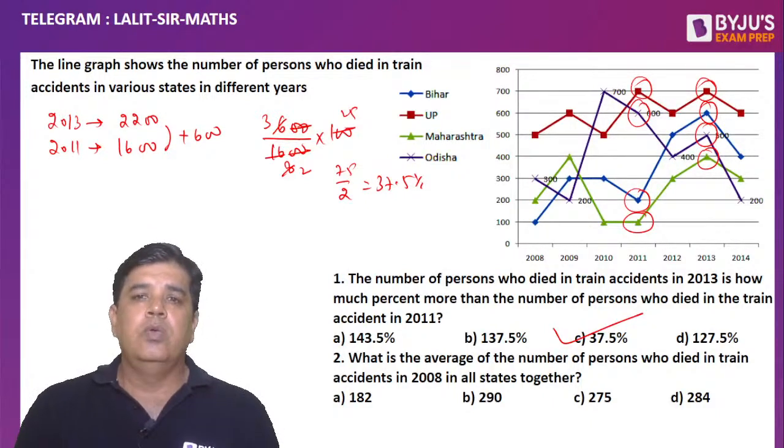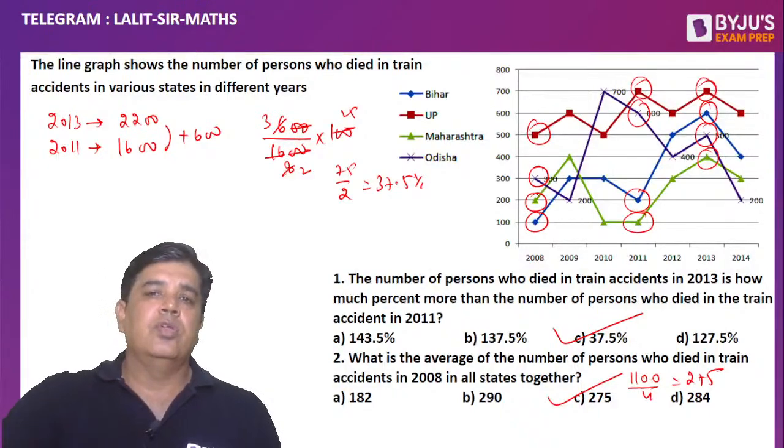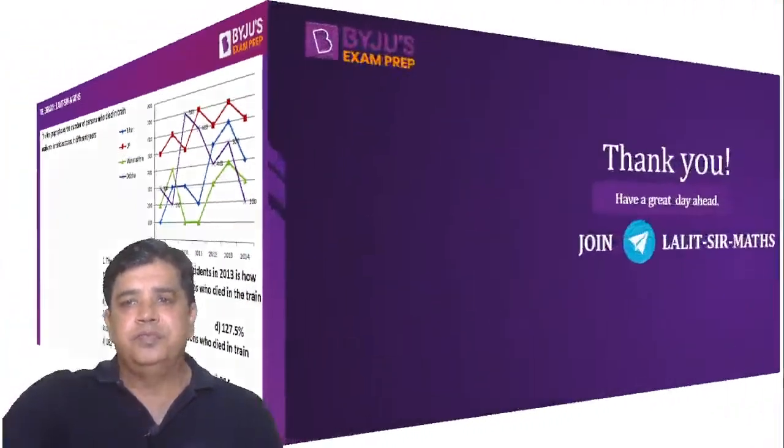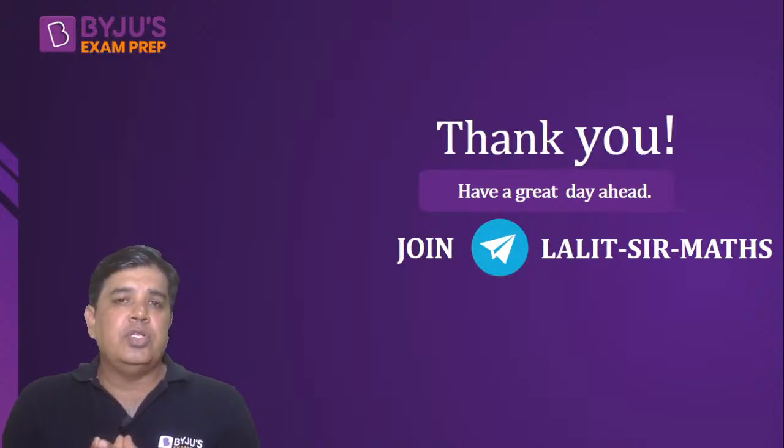What is the average number of persons who died in the train accident in 2008 in all these states together? 2008: 100 and 200, 3 and 3, 6, 1100. 1100 people died in 4 states. So 275 is the average. So the answer is C part. So that's all with the very first type of data interpretation, students.